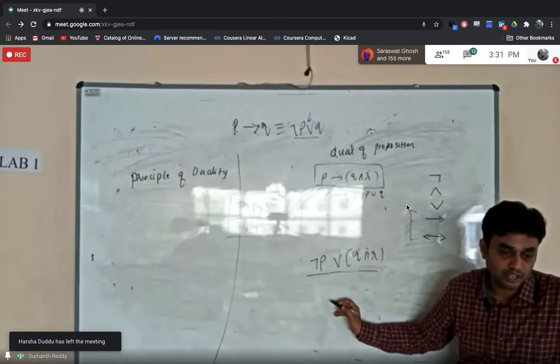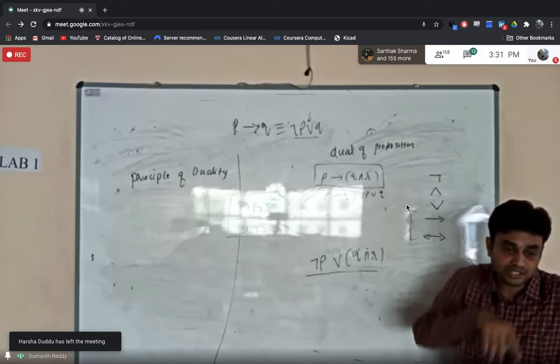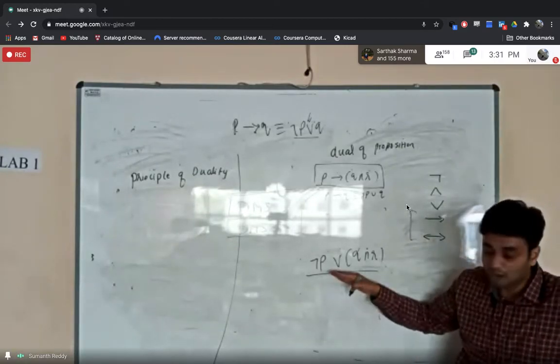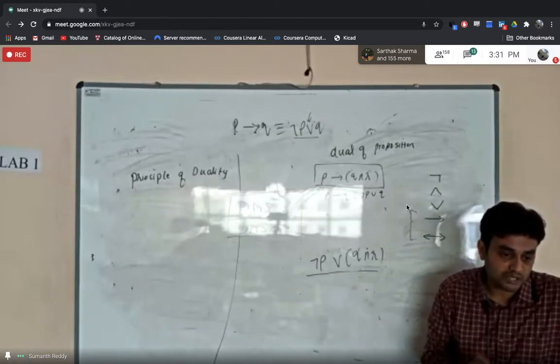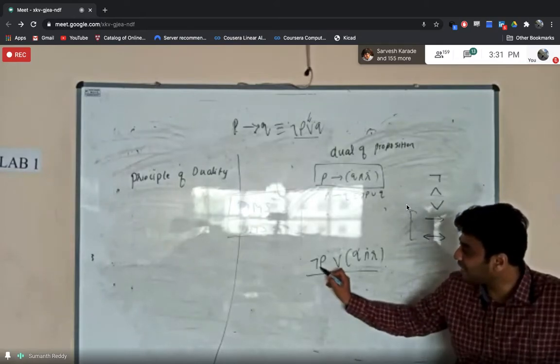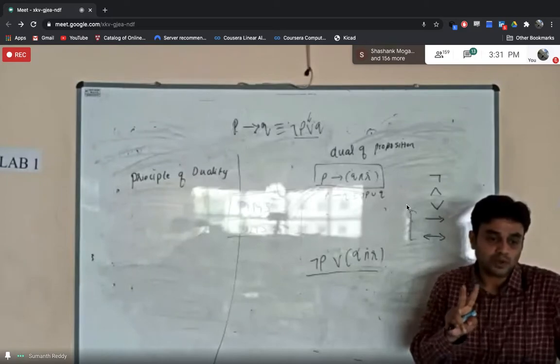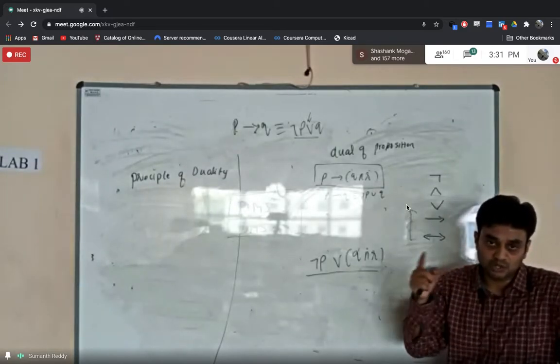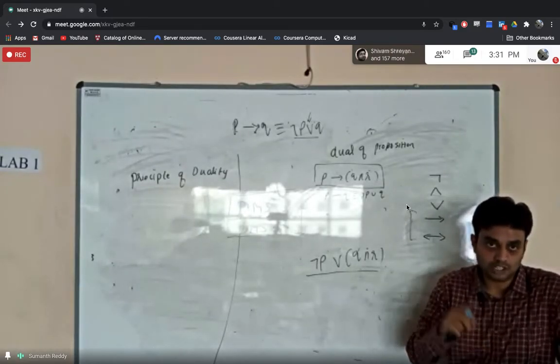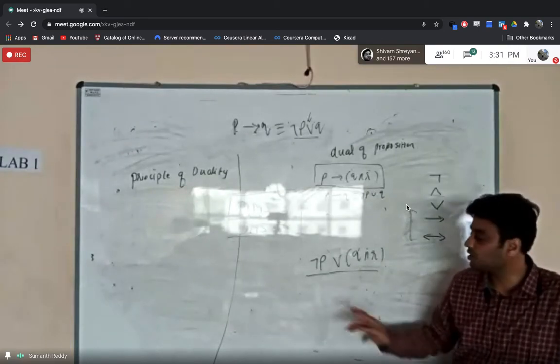So how can you write the dual of this? I told you, don't touch negation and conditional. When you are writing the dual, most students, if they have a negation of P, will write P. No, I told you only two rules. One is change the conjunction to disjunction and vice versa, and tautology to contradiction and vice versa. That's all. Okay, don't touch the negation.